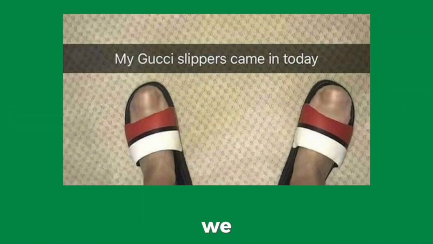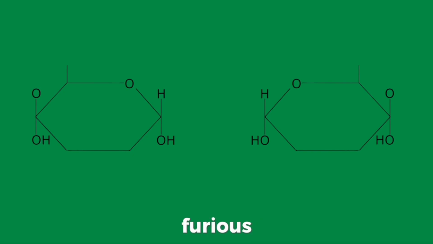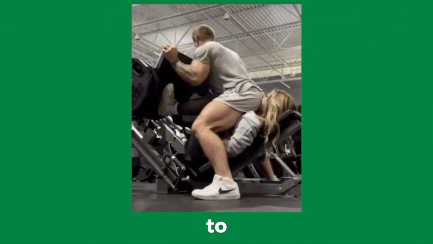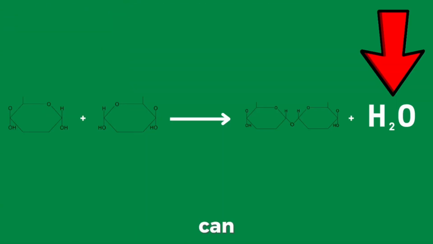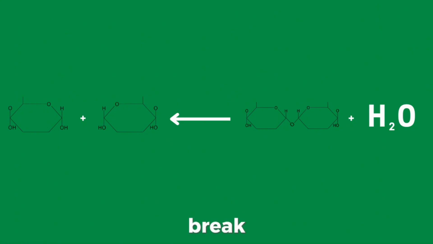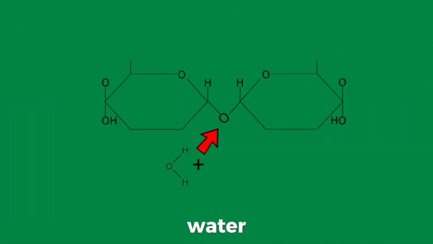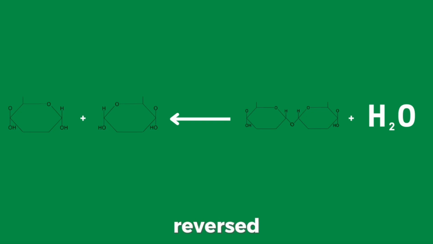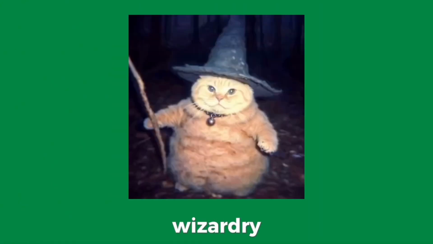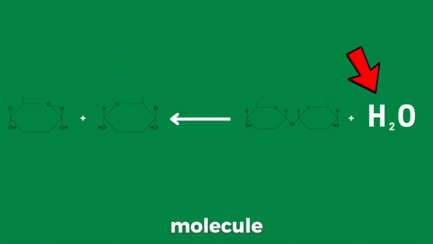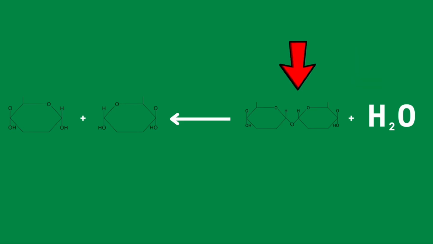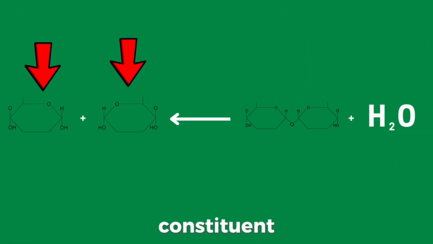Now, if we can make two molecules combine to produce water, then surely we can do the opposite. We can break a big molecule with water, and that's what we can see here. We've just reversed the chemical reaction. We've got one disaccharide, and we've thrown water at it like a spell, like wizardry. This water molecule breaks apart the big disaccharide. It breaks the glycosidic bond, returning them into their constituent parts.